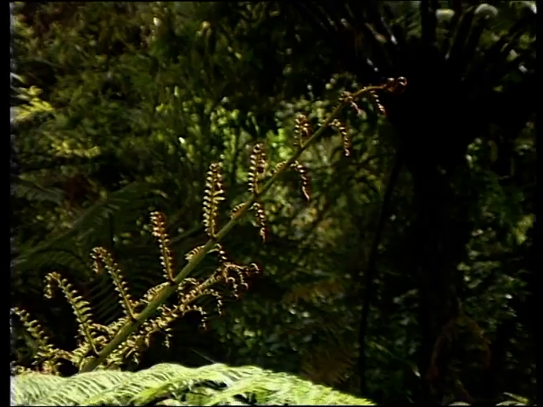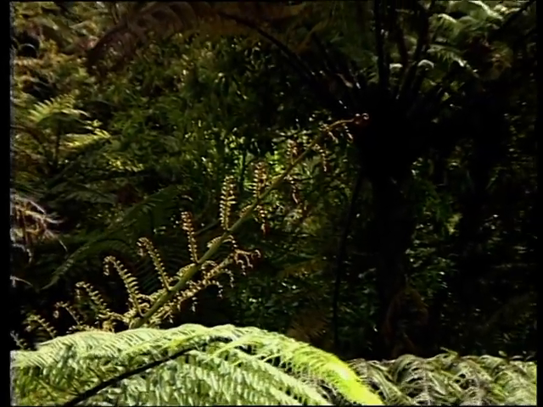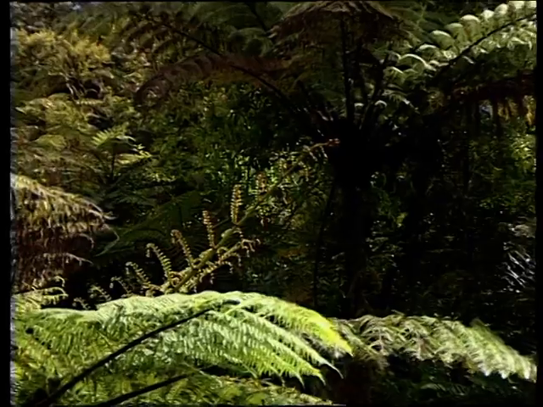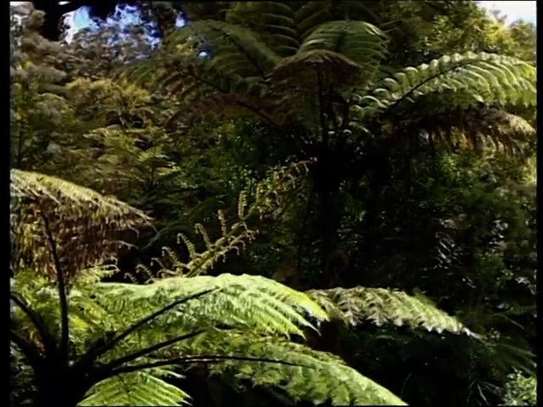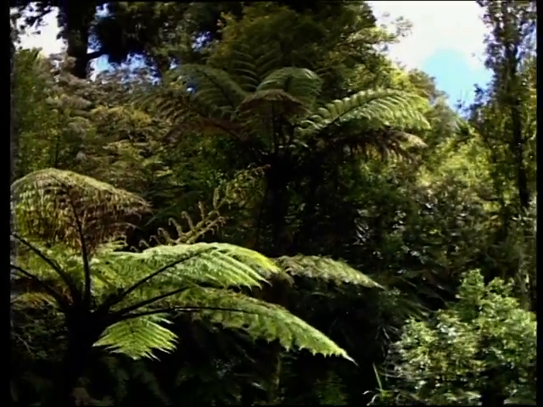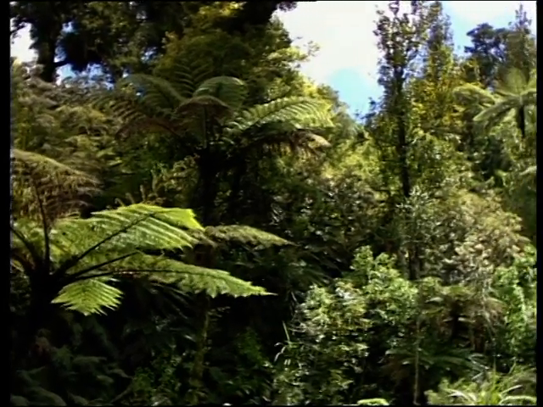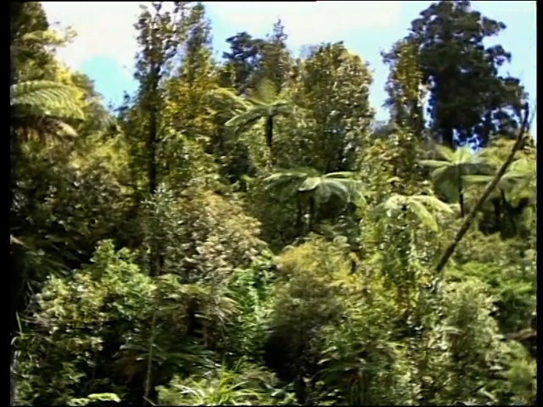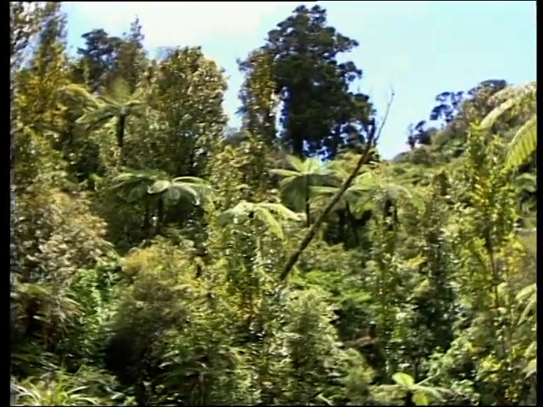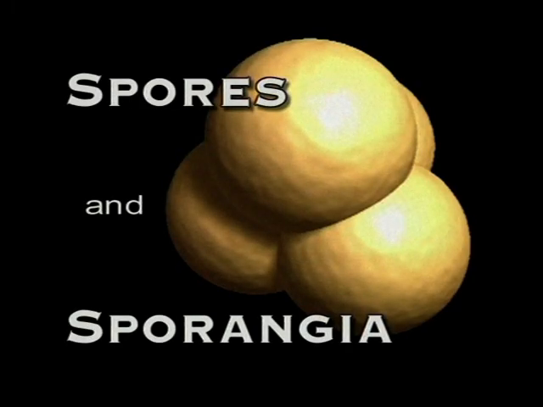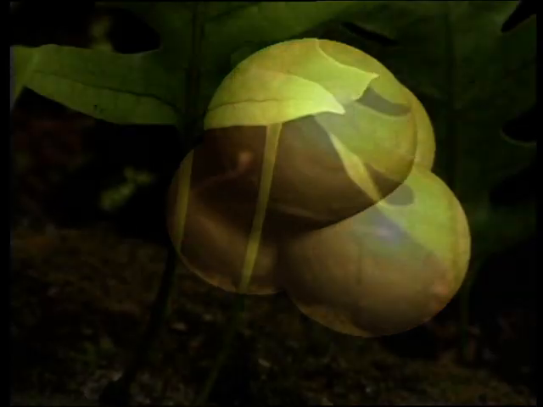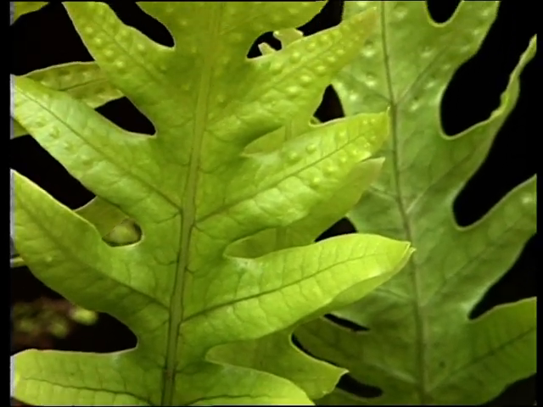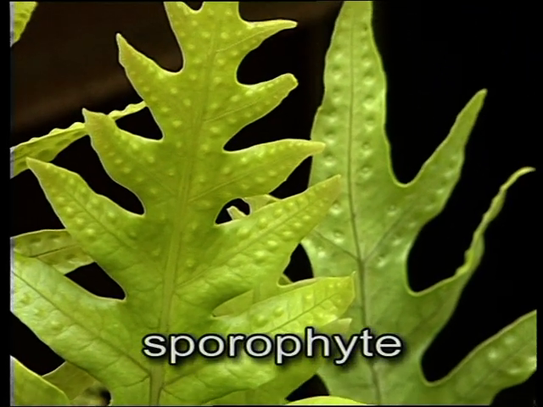There are as many as 12,000 species of ferns throughout the world. Some are the size of your fingernail, while others are as tall as a tree. In the wild, ferns are successful at reproducing and spreading throughout the forest. They do this by producing spores. The familiar fern is known as a sporophyte.